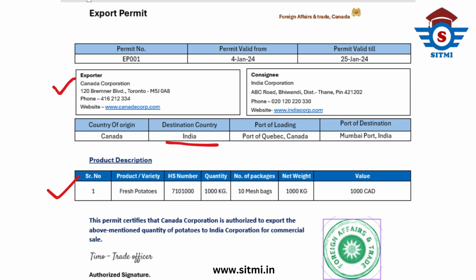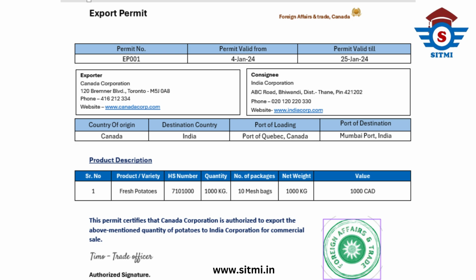The third point is destination country. The export permit specifies the destination country or countries to which the goods are authorized to be exported. This helps ensure that the goods are not diverted to unauthorized destinations or used for prohibited purposes.